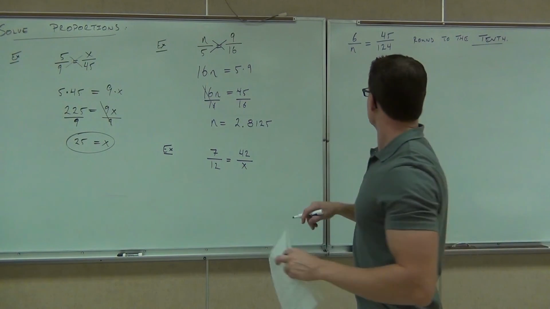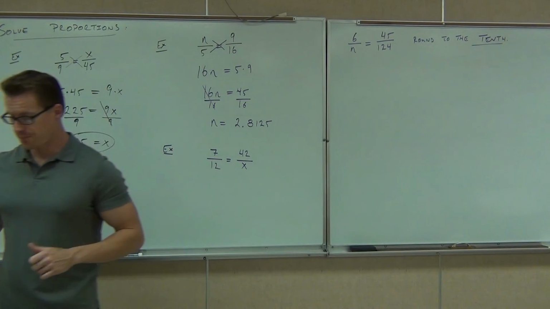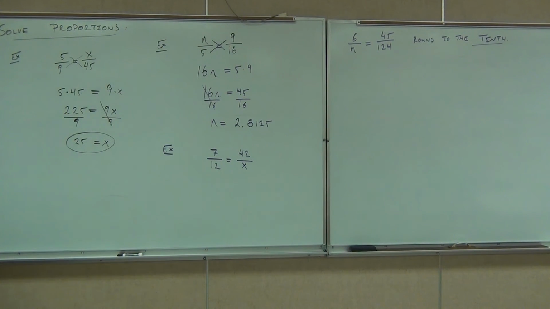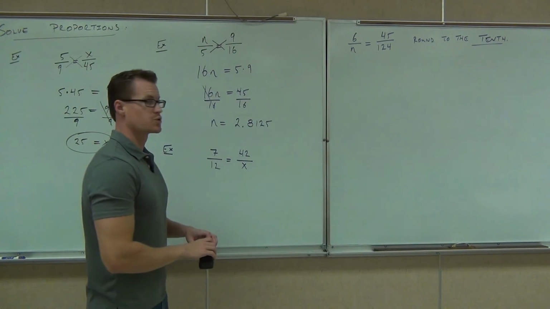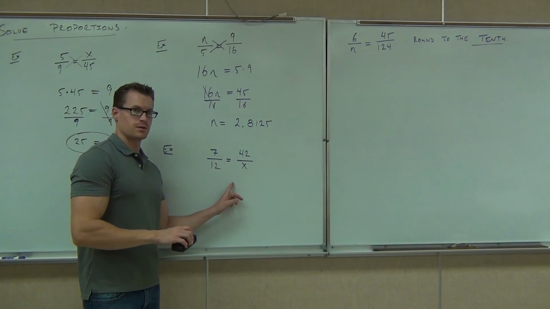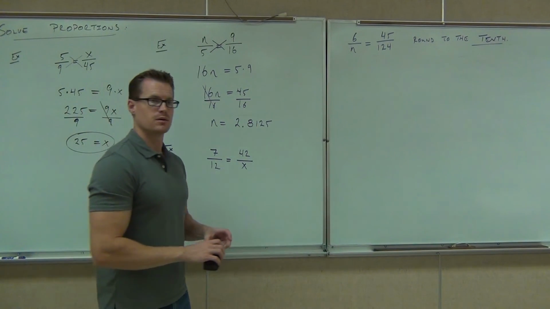Six over n equals 45 over 124, and I want you to round that solution to the tenth. Will we reduce it or? Which one? 124 over 2? Sure, reduce it and then give it to me as a decimal if you'd like.